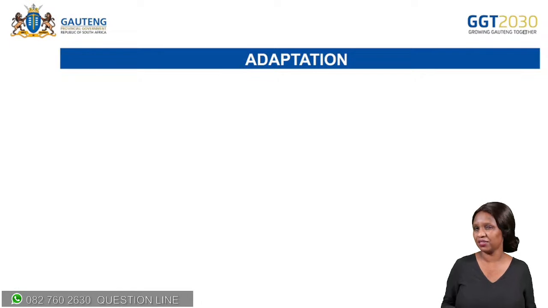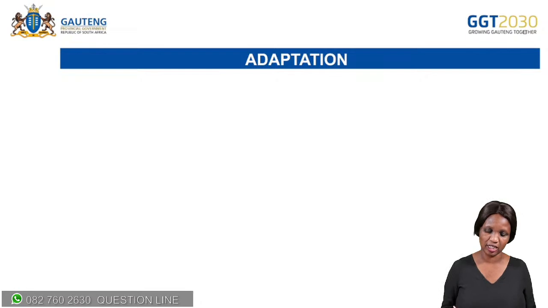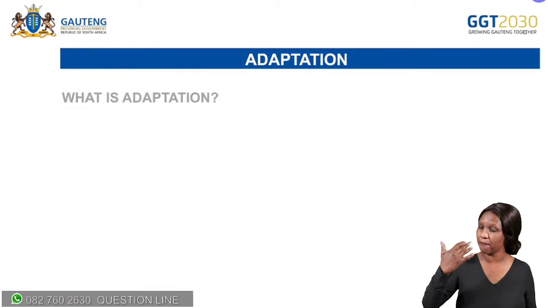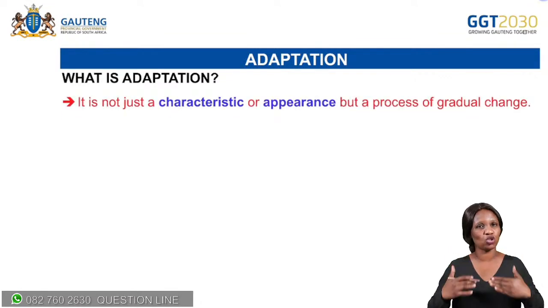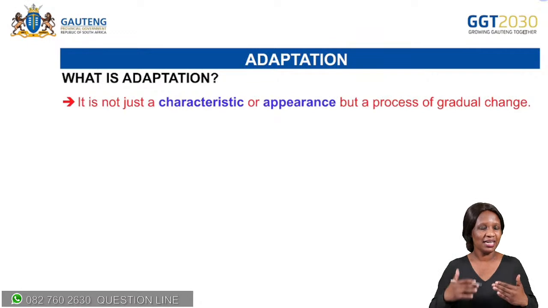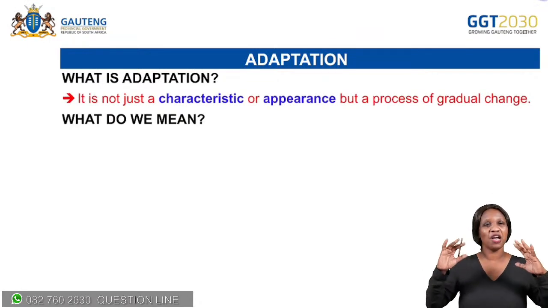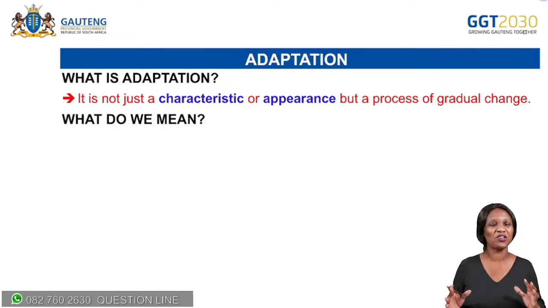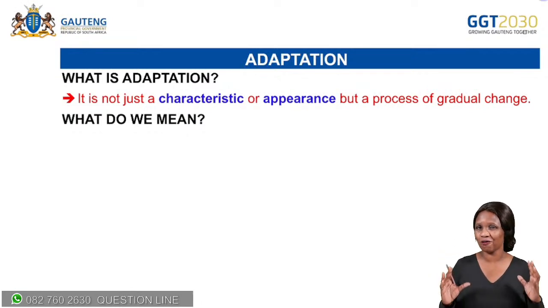Okay. And then let's go to the next. We've got adaptation. What can you say adaptation is? What is adaptation, grade 8? It is not just the characteristic or appearance, but it is a process of what? Adaptation is a process of gradual change. All right? It is changing. At times you can see a population of animals. You still remember a population.